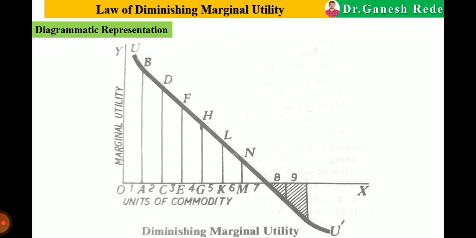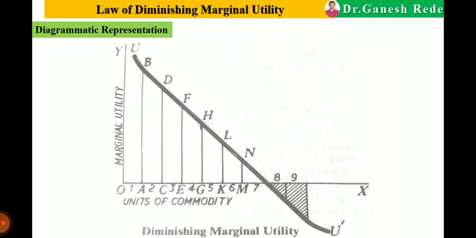Then line CD indicates utility derived from the second unit. Then line EF indicates utility derived from the third unit. Then line GH indicates the utility derived from the fourth unit. Line KL indicates utility derived from the fifth, and line MN indicates utility derived from the sixth. So this is about the diagrammatic representation.